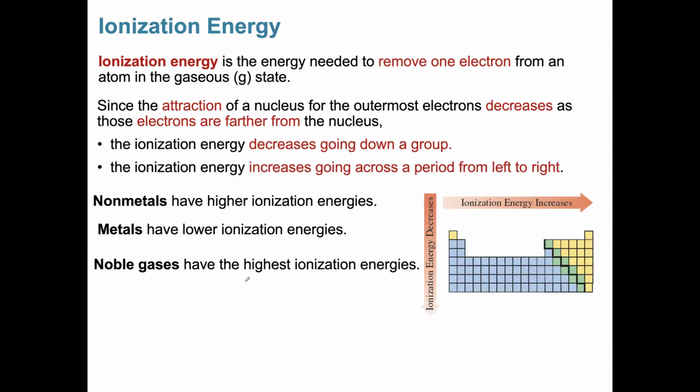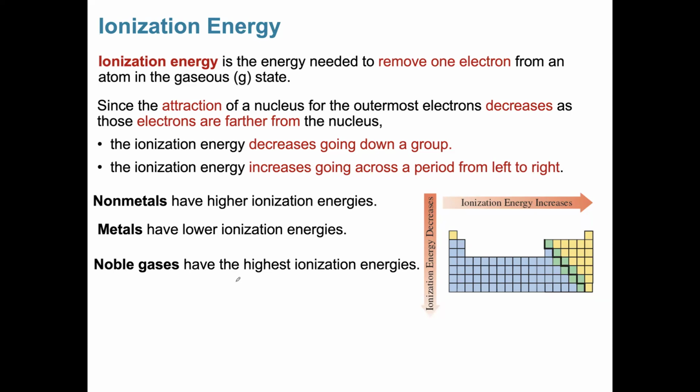Ionization energy is the energy needed to remove an electron from an atom in the gaseous state. Basically, if the attraction of the nucleus to the electrons is very large, that results in high ionization energy. If the attraction of the nucleus to the electrons is small, then it results in low ionization energy.